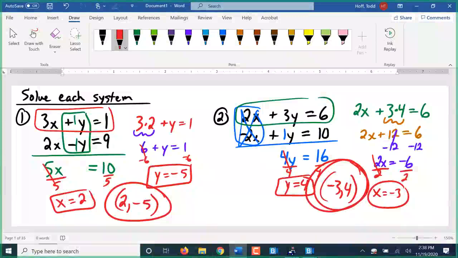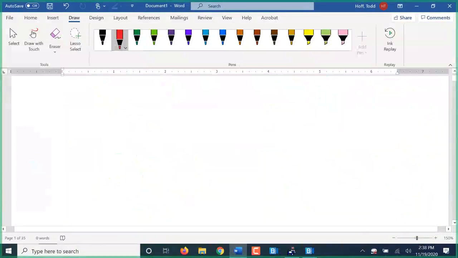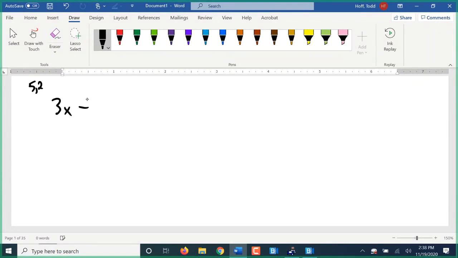Well, both of those systems were set up so that once they were lined up, one of the variables was eliminated when we added the equations. Not always the case. We can end up with a system like this. Let's do 3x minus 2y is 11. X plus 4y equals 13.